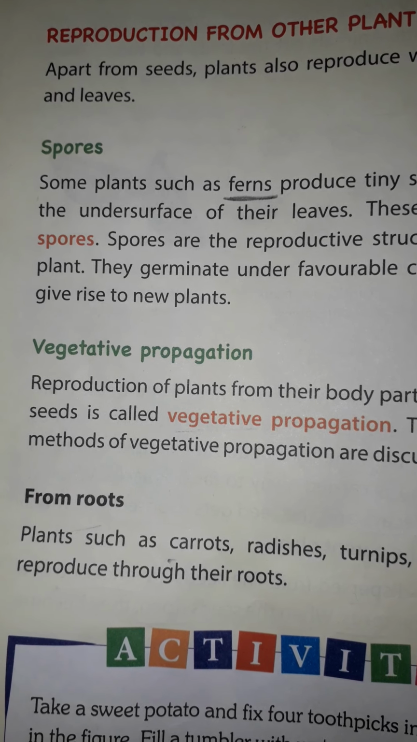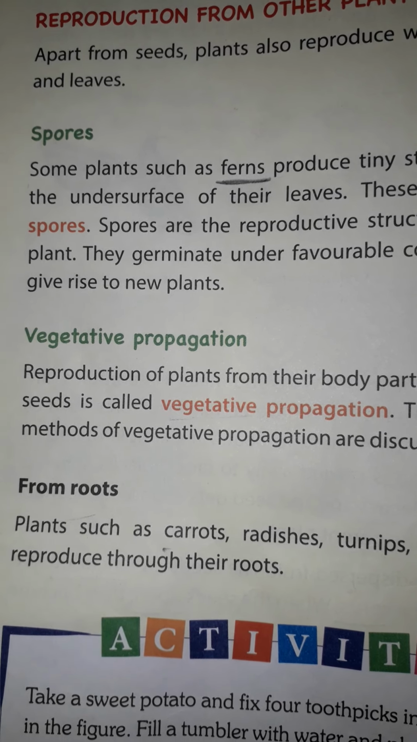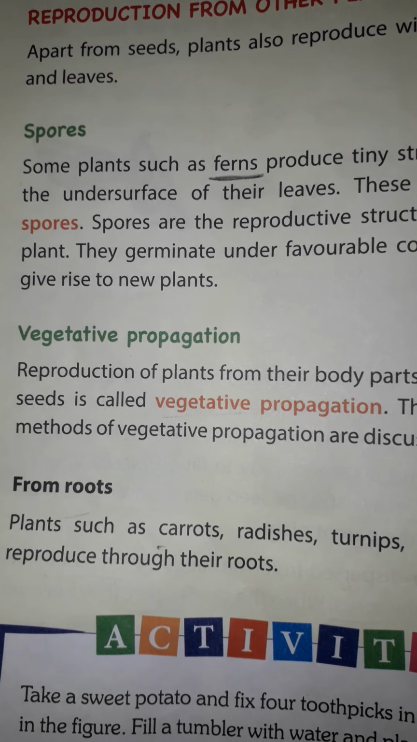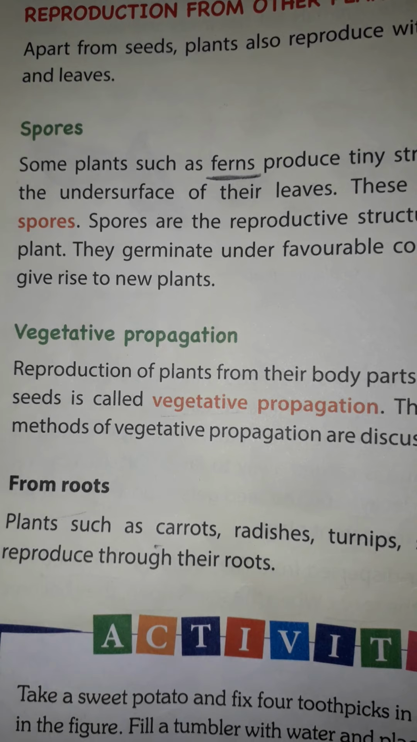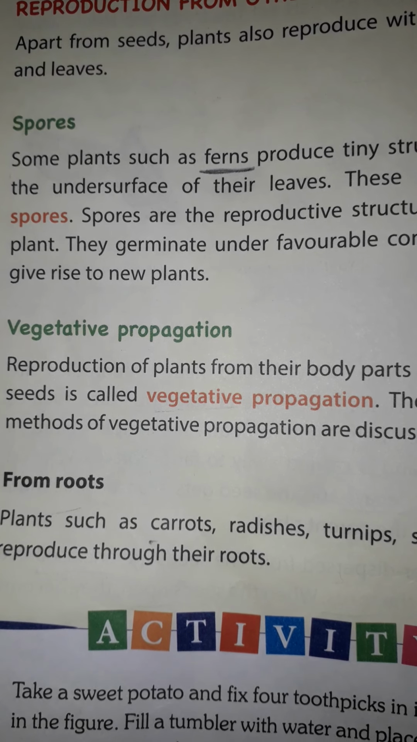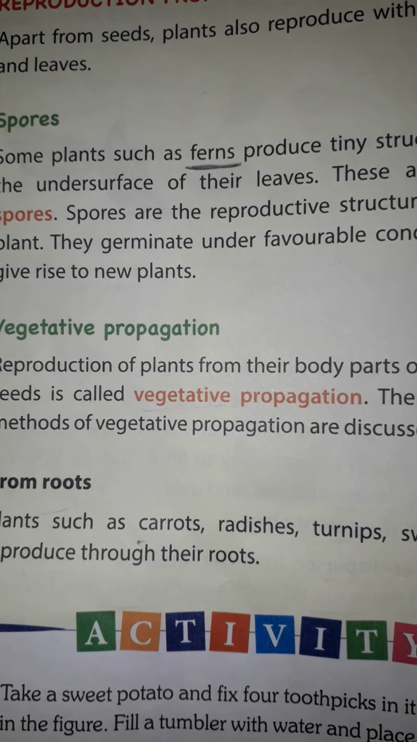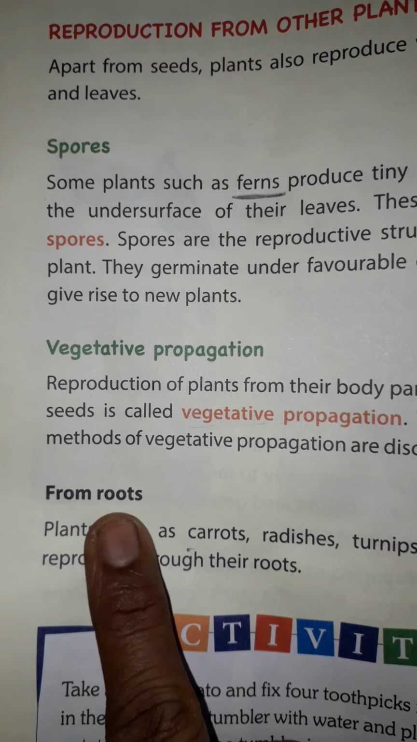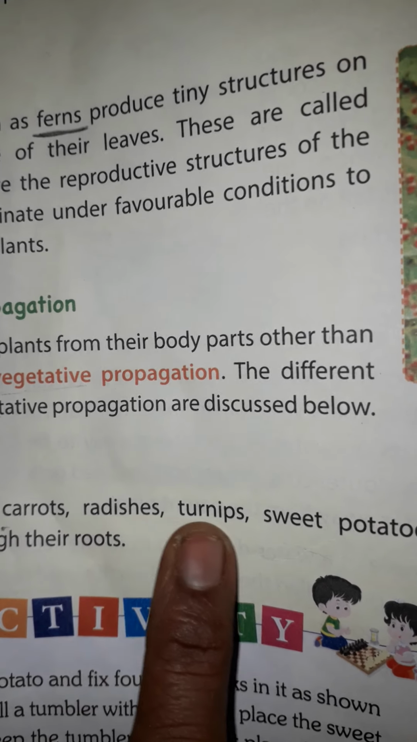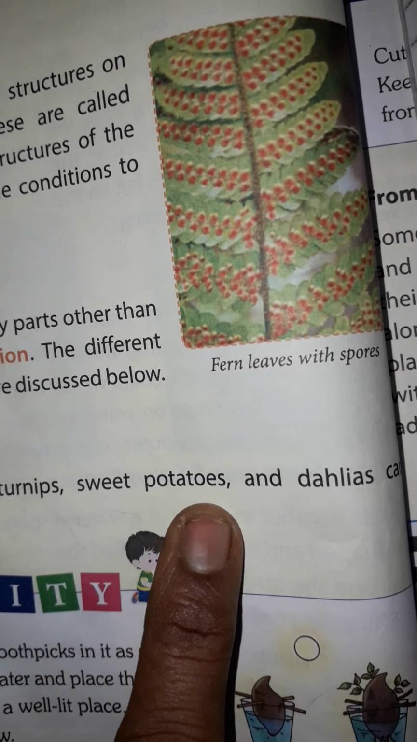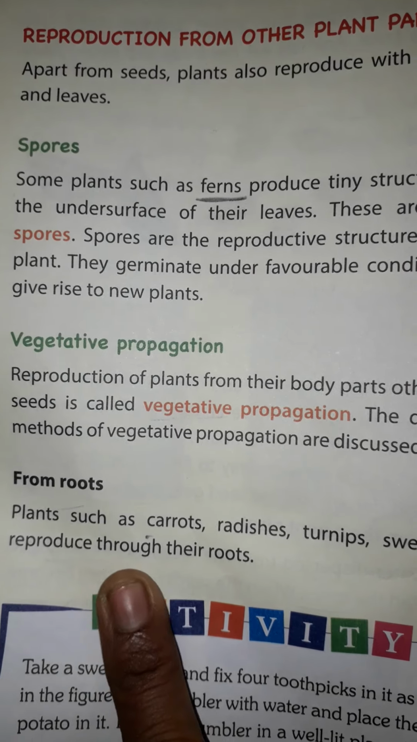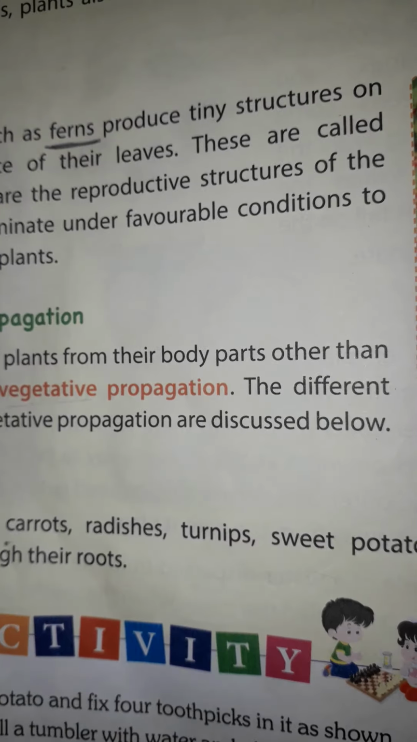Have you seen where it is present in the plant part? It is present in the root part, isn't it? So, they do not have seeds. The reproduction takes place from a part of the plant. Which one? Root. From roots, plants such as carrots, radishes, turnips, sweet potatoes and dahlias can reproduce.